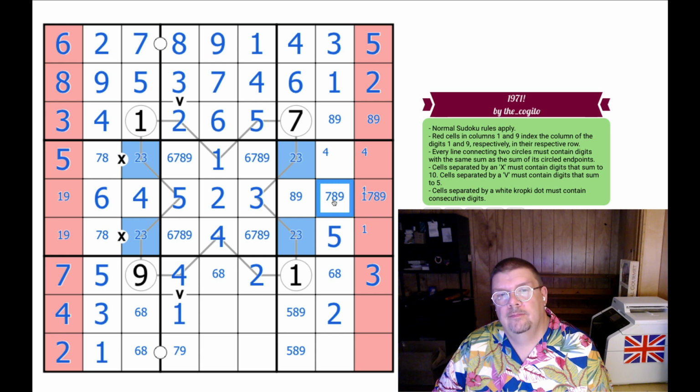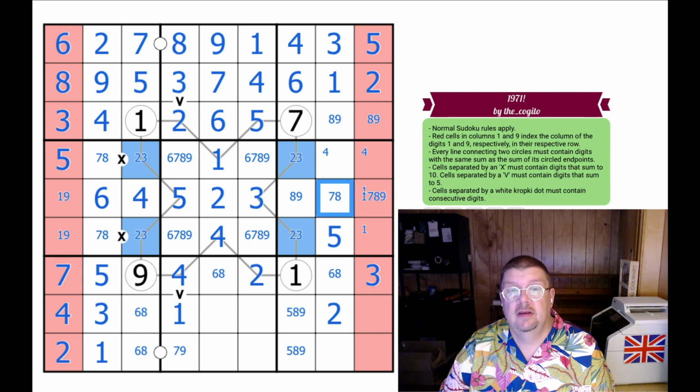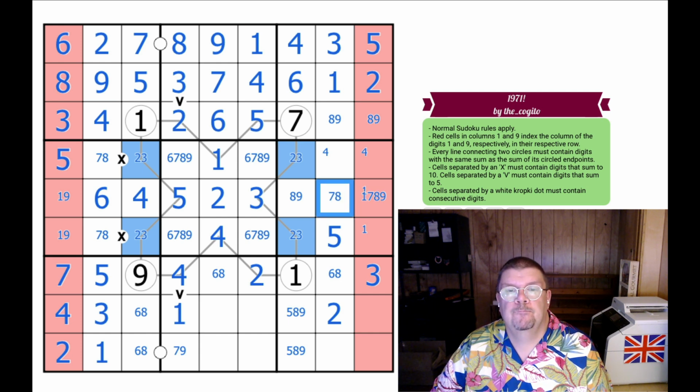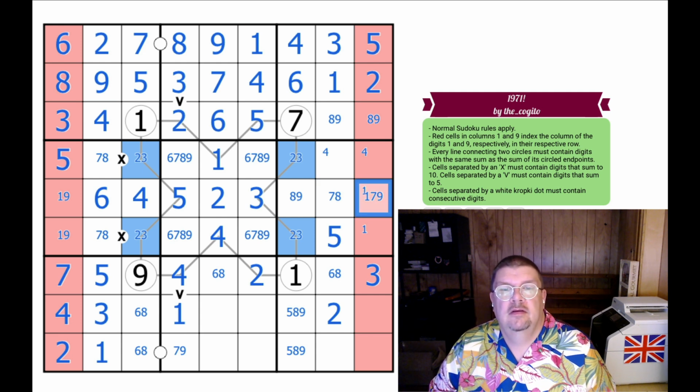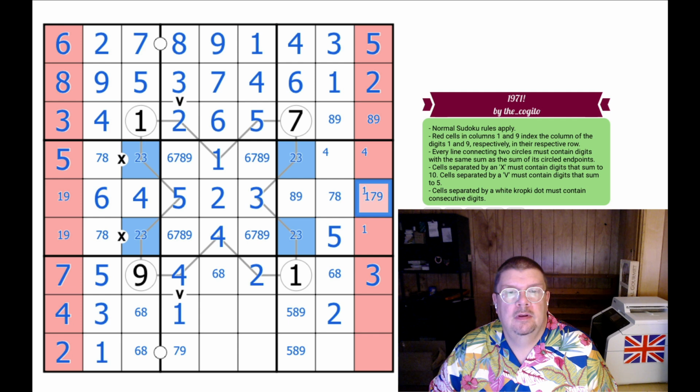If this digit were a 9, then this would be an 8 and that would break. That is not 9. Now, this digit is not a 9. This can't be an 8 or it would be indexing it. I don't think that is helping sufficiently.